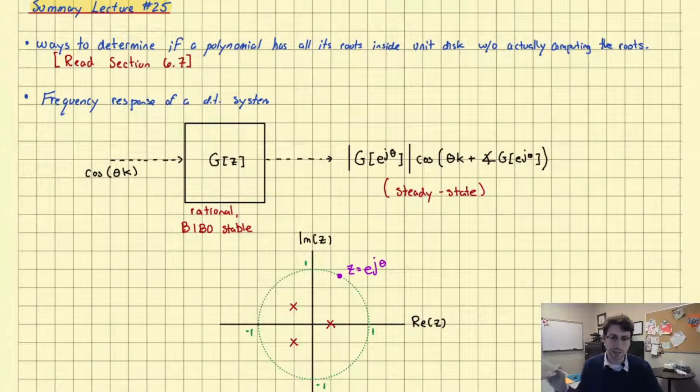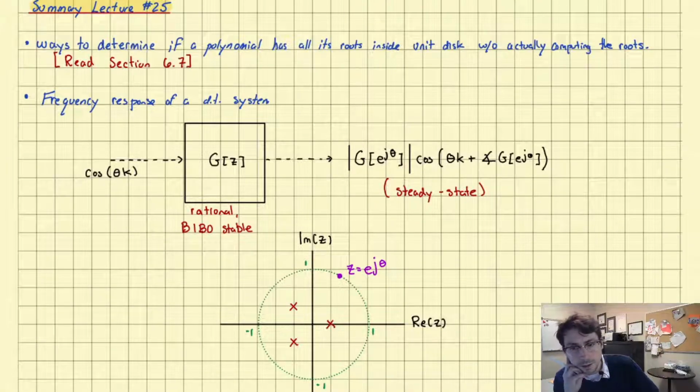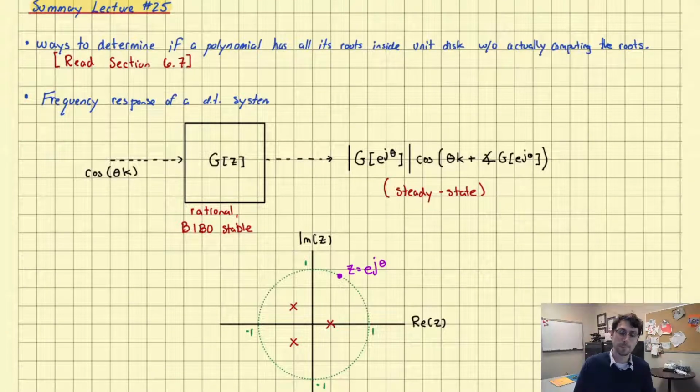So what did we do last class? We're finishing up our quick review of discrete time systems. Some of it is review, probably, some of it is not. And the things we did last class was talk about how can you determine if a polynomial has all of its roots inside the unit disk without actually computing the roots, right? So of course, if I give you a polynomial, you can go to MATLAB and it'll give you a numerical answer of where the roots are of that polynomial. And that's fine if you have that.